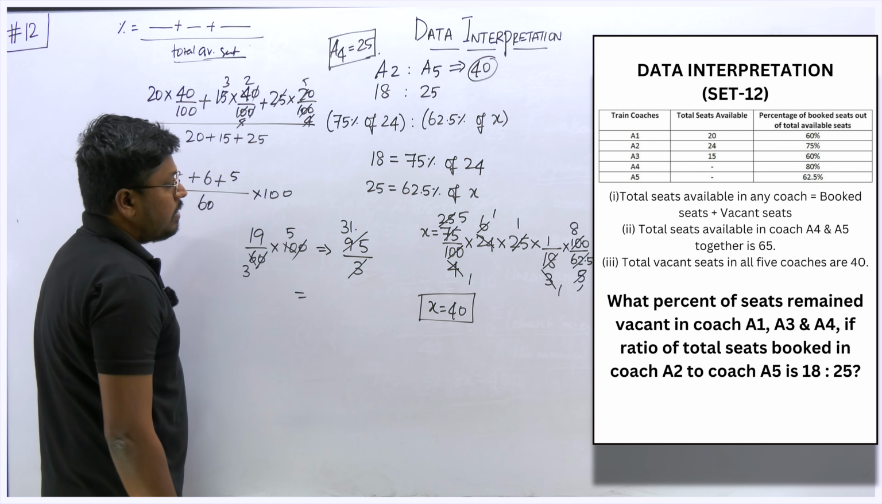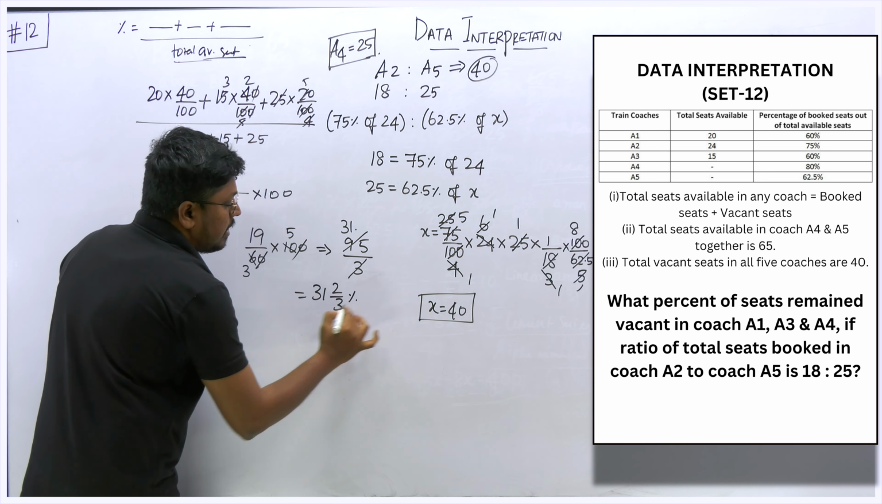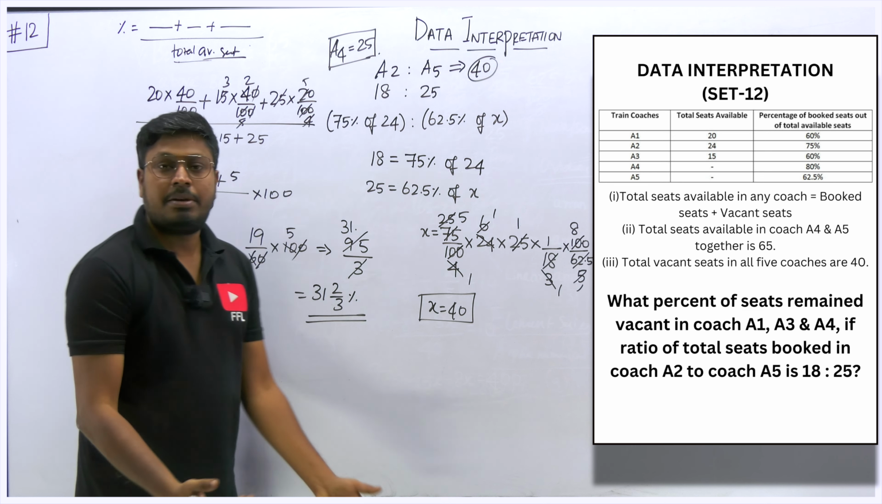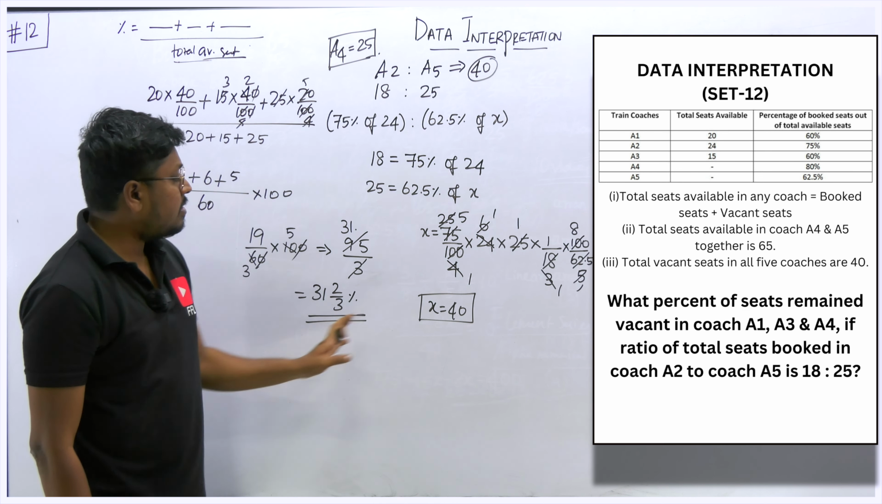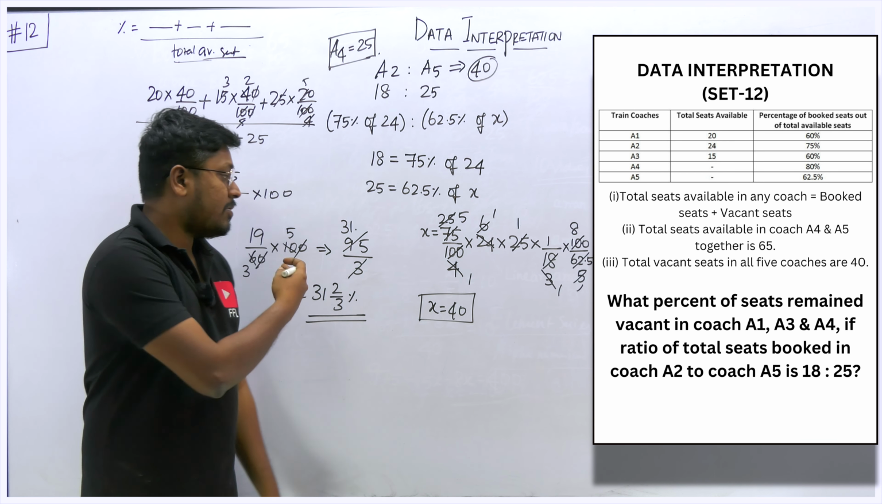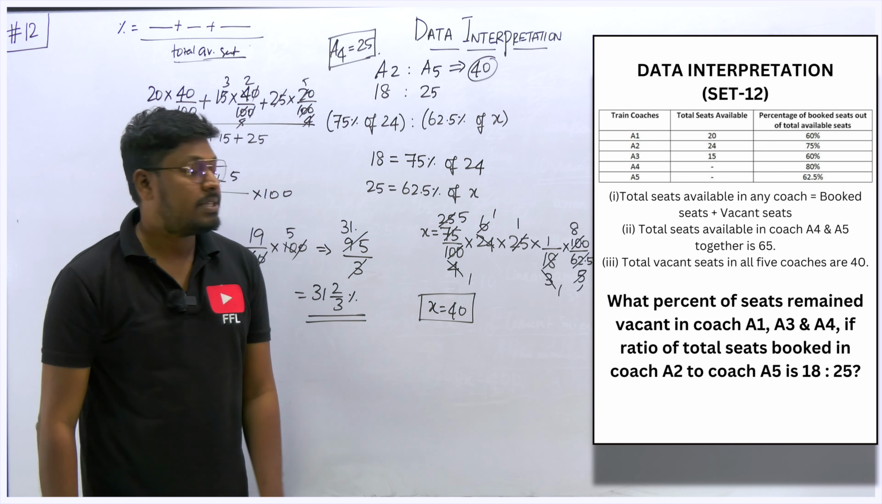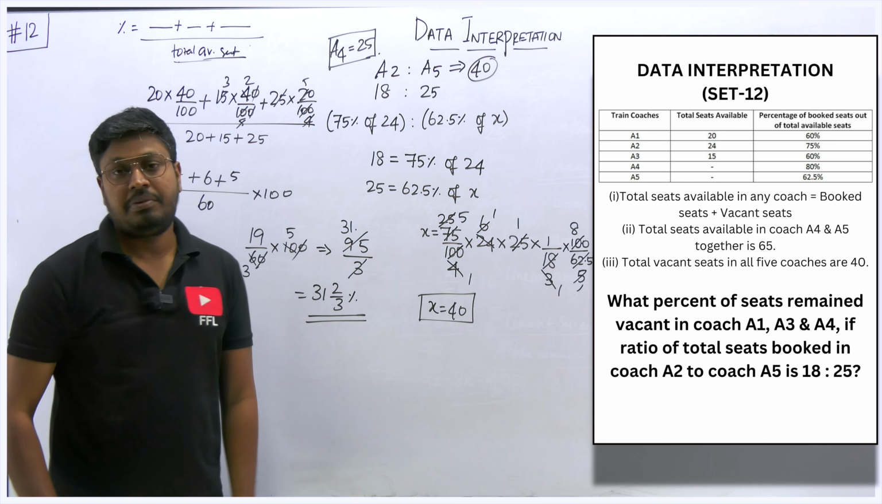So again 31, so 31 and 2 by 3 percentage. So based upon the options, it's not an approximate question. Okay, so we can say 31 and 2 by 3 percentage. Why? Because it keeps on going. So we can say 2 by 3 percentage. So friends, that's it. This will be the answer for this second question.